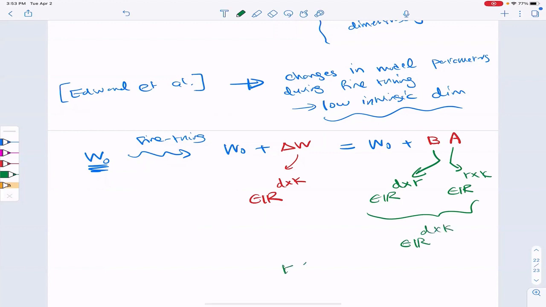But if R is much smaller than the minimum of D and K, the product matrix B times A is low rank. And that is constrained. The rank is constrained by the number R. Then rank will be up to R.